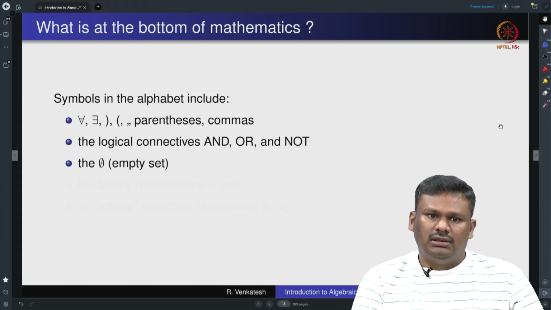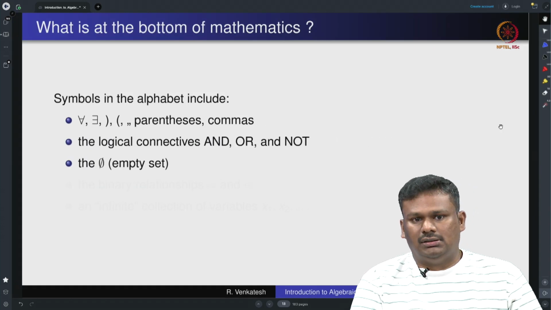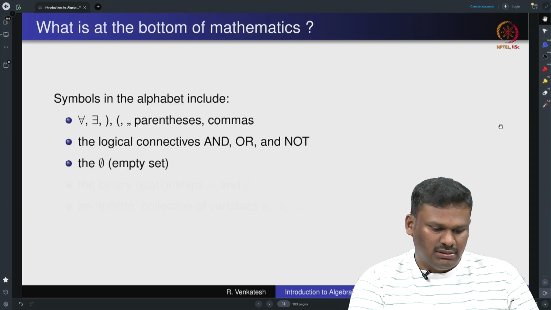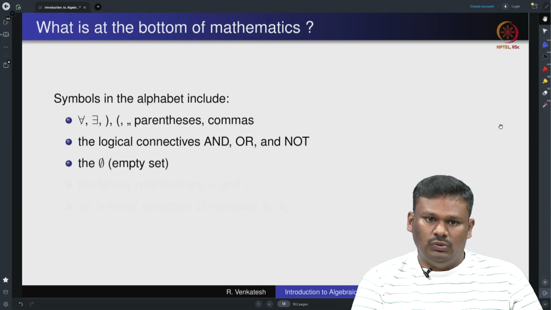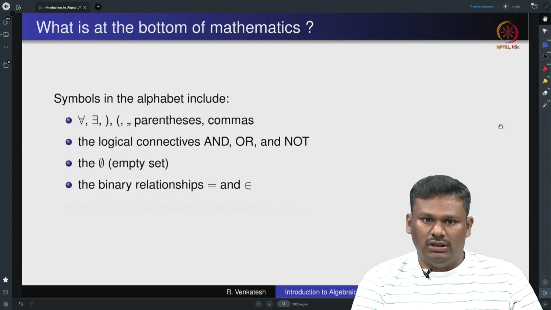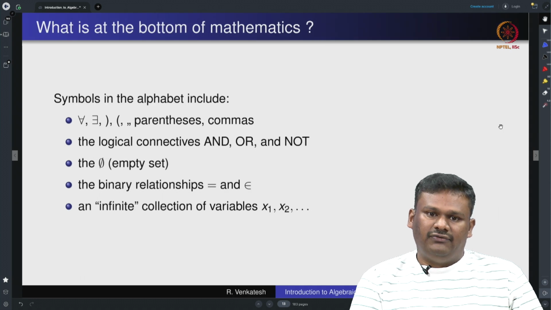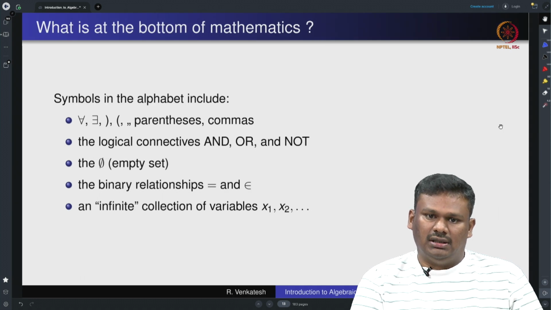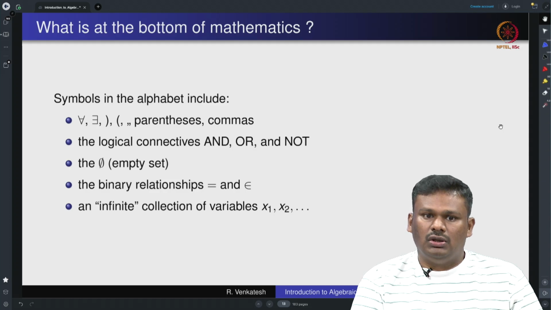And like I said, we take the empty set, that is like a God-given set, to begin with, and of course, the binary relations like equality and belongs to. These should again be used, and an infinite collection of variables x1 etc. should also be used as symbols. Okay. So, let us assume that we understand all these symbols.